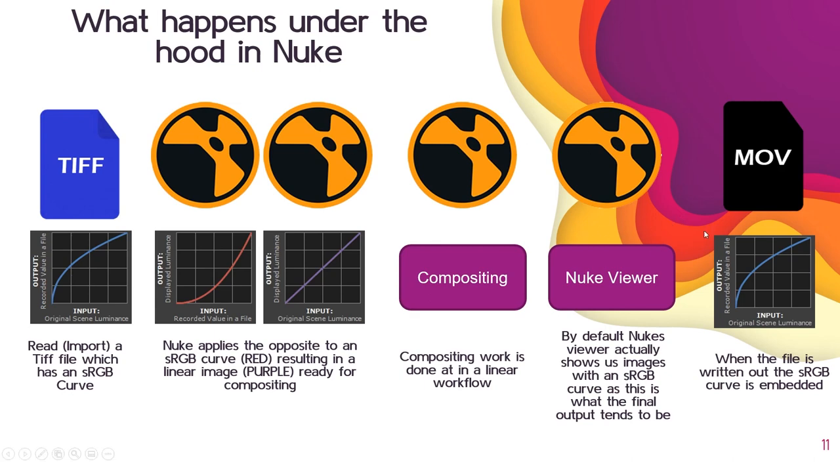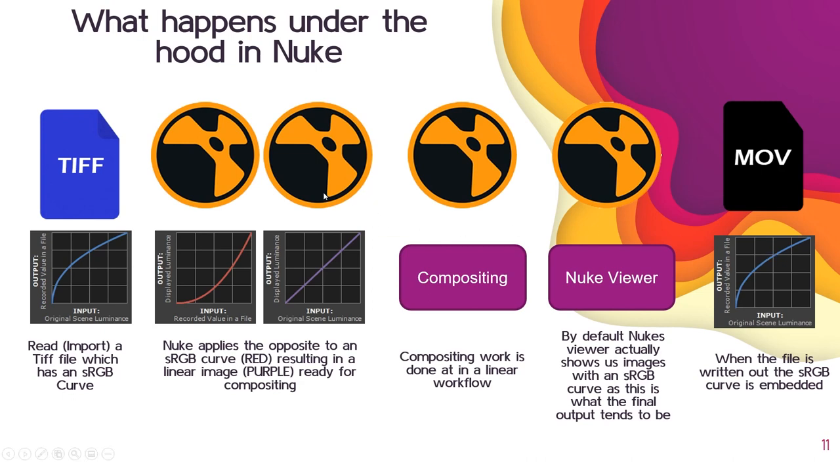Then finally, when you write out your final composite, let's say to a MOV file, this sRGB curve is reapplied, because when you play that video file back in QuickTime Viewer or whatever, you want it to be the correct brightness for your screen.